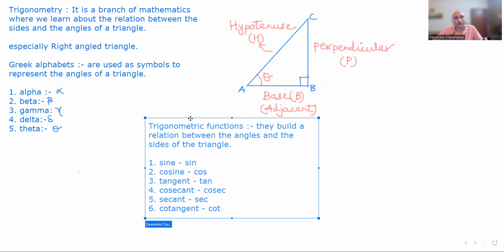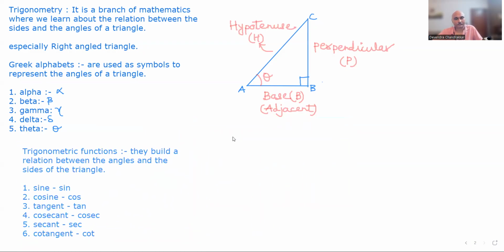Similarly, here also, we give an input of angle to these functions. The first input we give is to the sine function. Suppose I say sine of theta. I gave an input of theta, the angle of the triangle, to this function. The result which it delivers is the ratio of the sides: perpendicular upon hypotenuse. Second is cos theta, which is base upon hypotenuse, B by H. Then we have tan theta, which is perpendicular upon base.